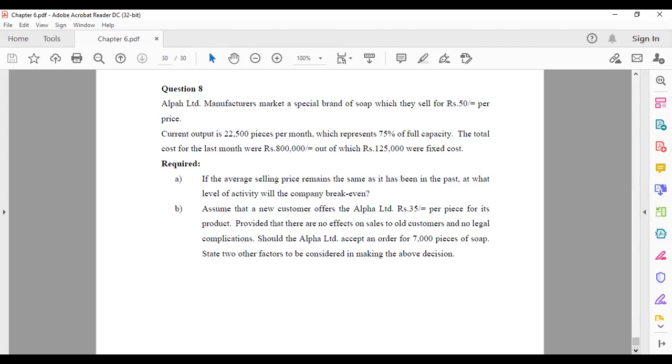Provide that there are no effect on sales to the old customers and no legal complications.